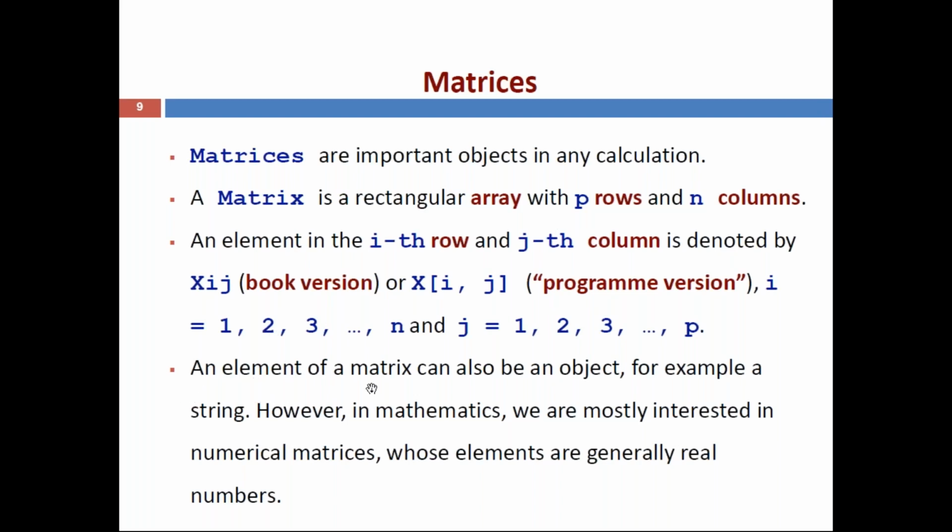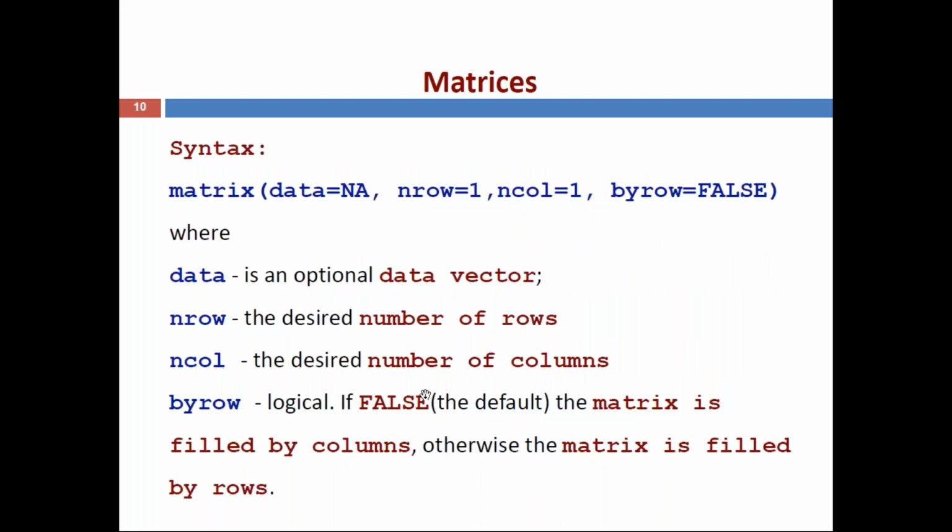Now an element of a matrix can also be an object, for example, a string. However, in mathematics, we are mostly interested in numerical matrices whose elements are generally real numbers. So that is about matrices. Then coming to how to create a matrix using R software. The syntax is like a function. Here matrix also starts with the keyword matrix. Within the brackets, the parameters of the matrix function are, the first one is data.